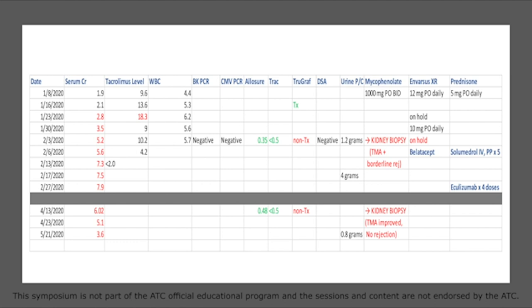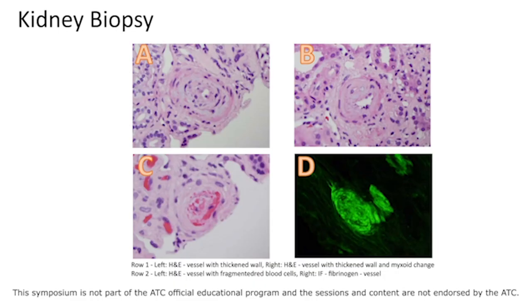Due to progressively rising serum creatinine, the patient underwent a transplant kidney biopsy, which showed evidence of borderline rejection, along with findings of thrombotic microangiopathy. This next slide shows the kidney biopsy slides, with panel A showing a thickening of the vessel wall, panel B showing some myxoid changes within the vessel wall, panel C showing fragmented RBCs in the blood vessel, and panel D is immunofluorescence of the blood vessel showing fibrinogen staining in the blood vessel.